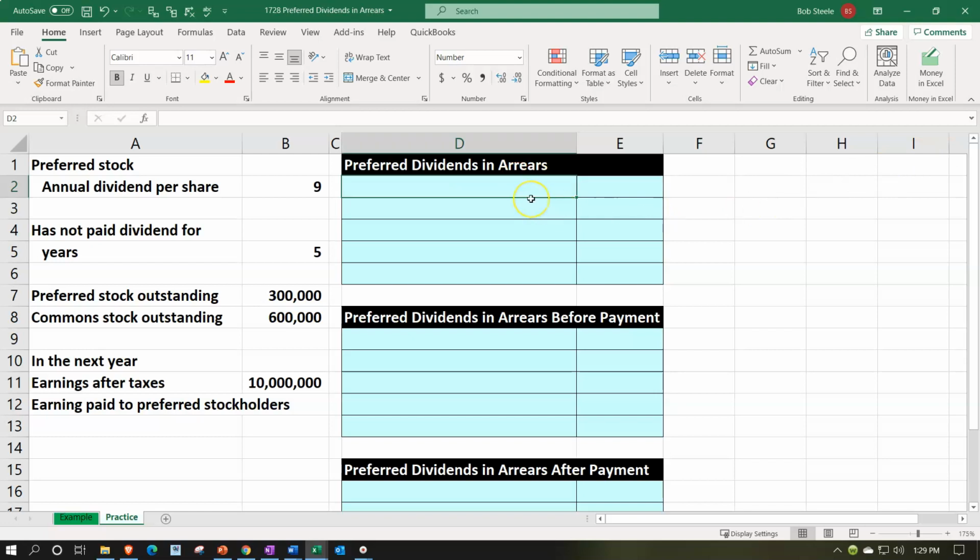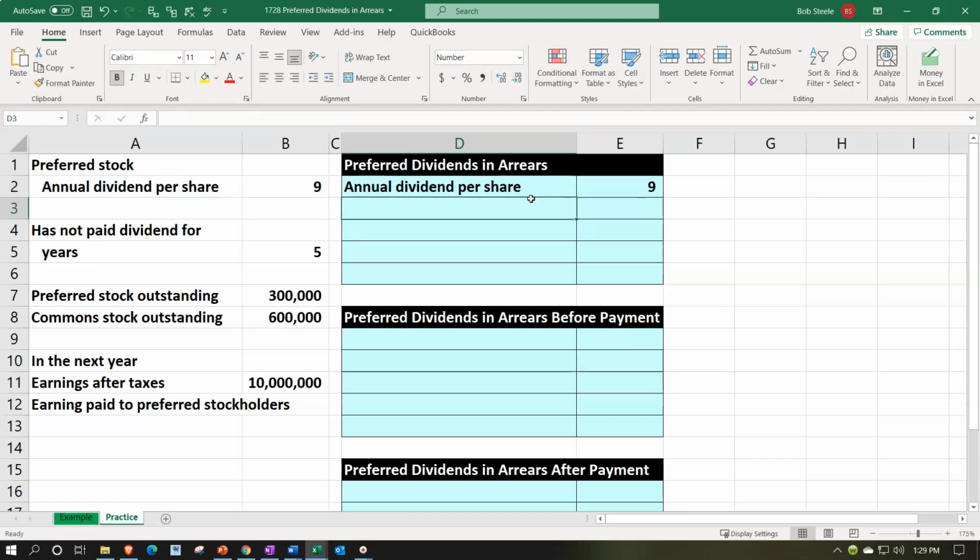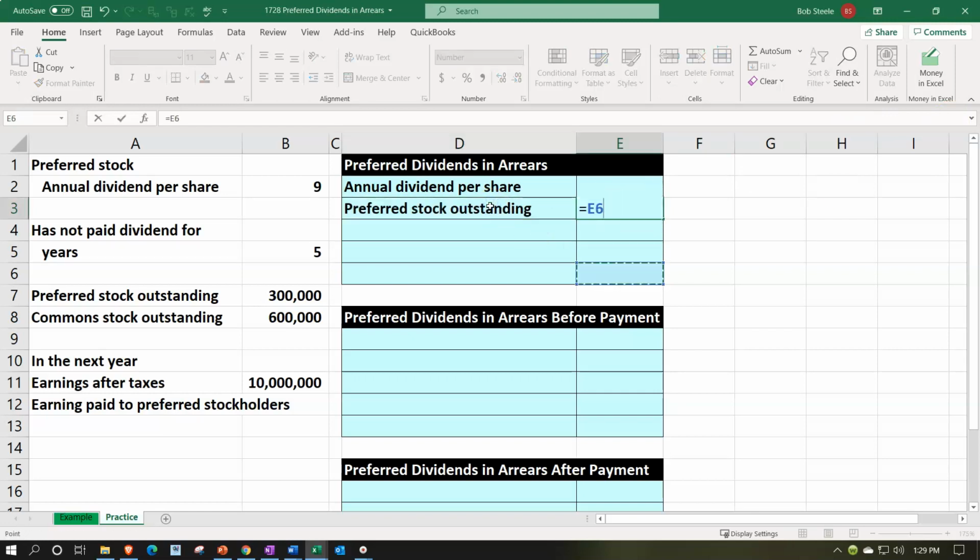So we'd say annual dividends per share are going to be $9. That's what the agreement is, that they need to be paying out per year. And if they're not paid out, if something less than that is paid out, that's what's going to result in the accumulation of these dividends in arrears. So the preferred stock outstanding, how many shares are out there? That's going to be 300,000 shares.